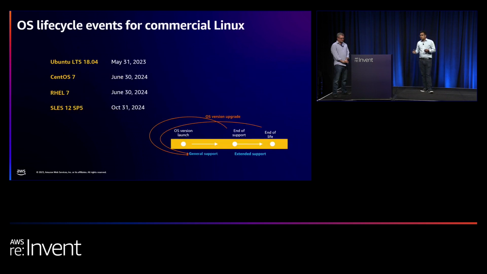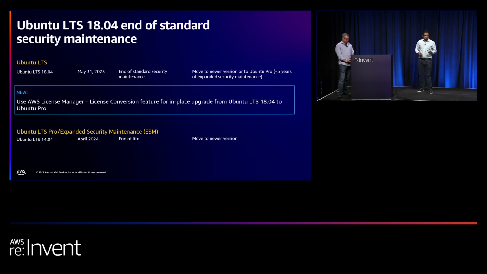Now, security is paramount, and as part of that, we have a few OS lifecycle events. We've just talked about Ubuntu LTS, and then we have a few more coming up next year, so I want to touch upon a few of these. In addition to Ubuntu LTS 18, Ubuntu LTS 14, if you're running any Ubuntu LTS 14 instances, you can use Systems Manager to identify any 14 or 18 instances that you have, and you would want to take action on any of those, and either upgrade them to a later version of Ubuntu Pro or to a current supported version of Ubuntu LTS.